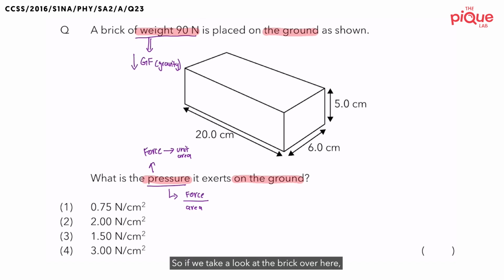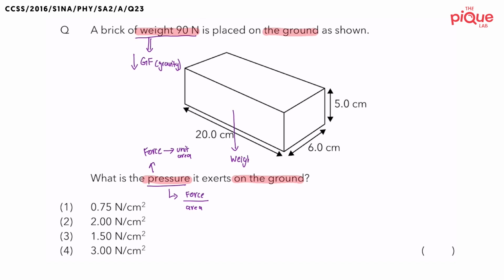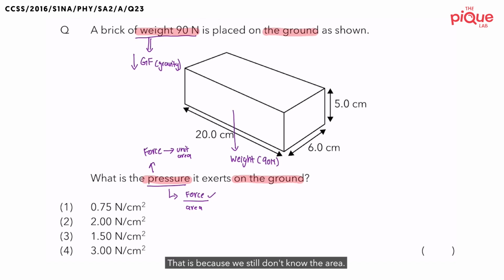So if you take a look at the brick over here, let's label the force that is acting on it. The force is the weight that is acting downwards. And what is the value of this force? It is given that it is 90 newtons. So now we know the force. Can we find the pressure? No, not yet. That is because we still don't know the area.